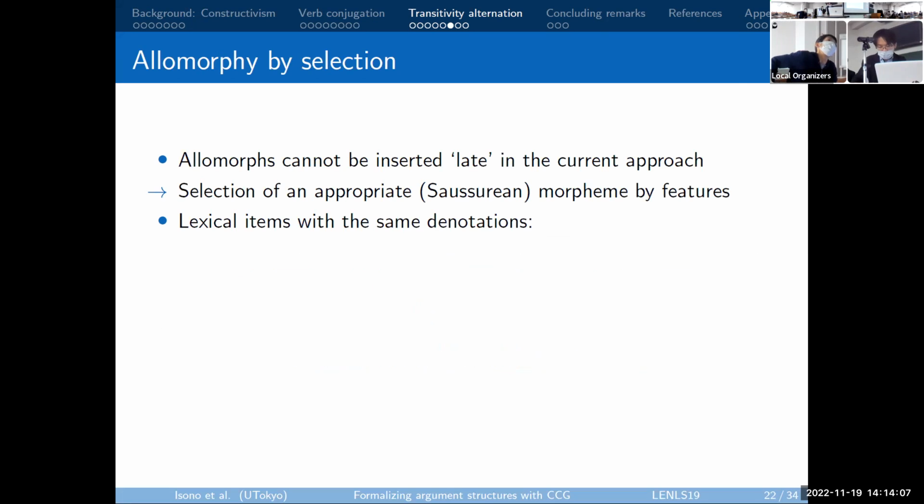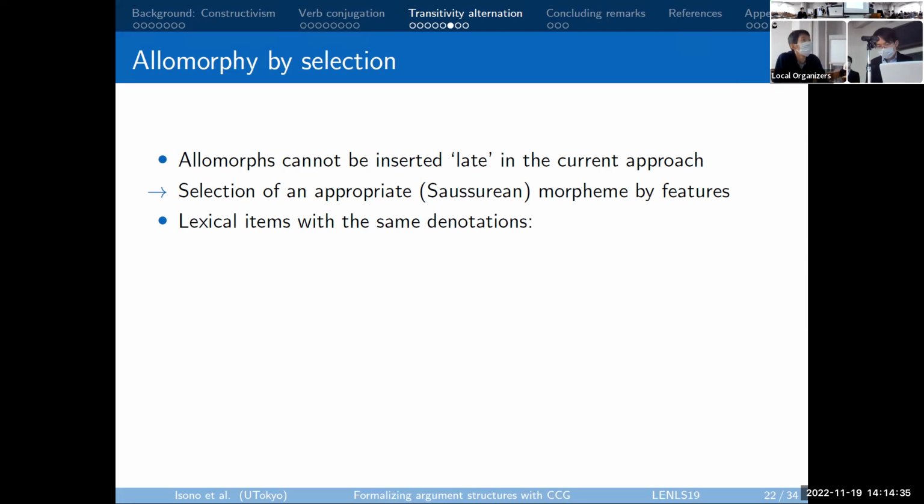So as you can see, allomorphs, the different pronunciations of the same morpheme, cannot be inserted late in the current approach, unlike in distributed morphology, because the derivation should begin from the exact surface string in this kind of approach, because we are modeling real-time processing. We should start from the observed string, so we cannot insert late in the interpretation.